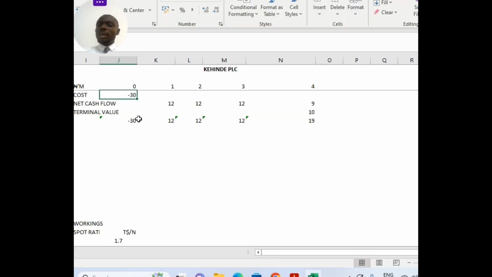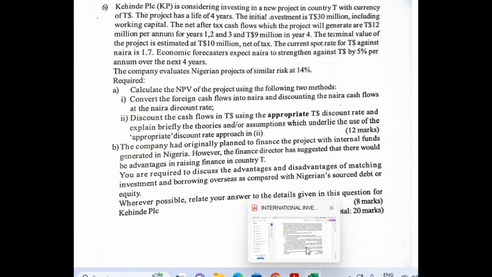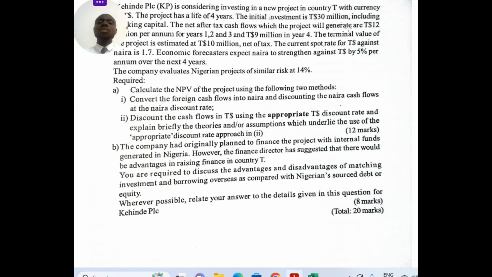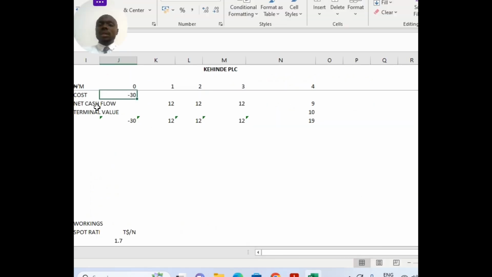Now, when we have net cash flow, we were told that it is after-tax net cash flow. So there is no need for us to do sales minus variable cost and all those long things. We are already given the net after-tax cash flow of 12 million per annum for years one, two, and three, while year four will be 9 million. And the terminal value will be 90, net of tax. So that is why we have net cash flow for year one, year two, year three, year four, and the terminal value is this.